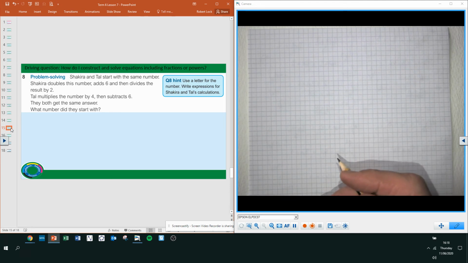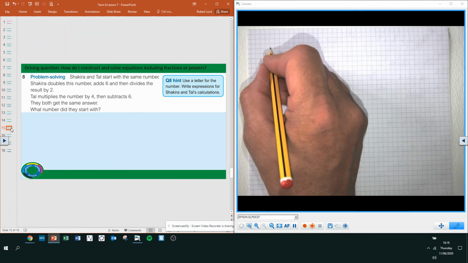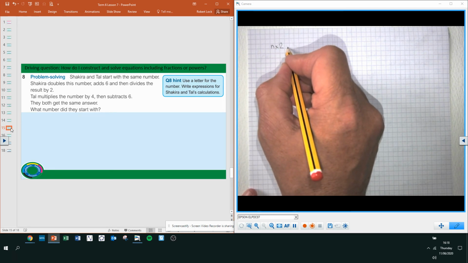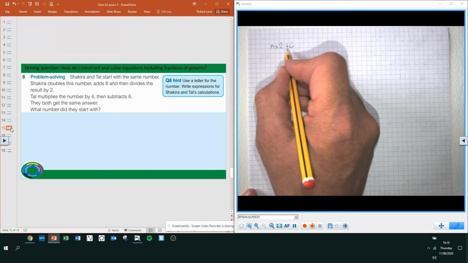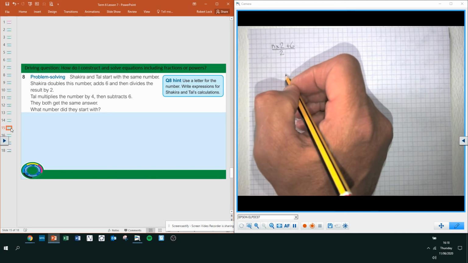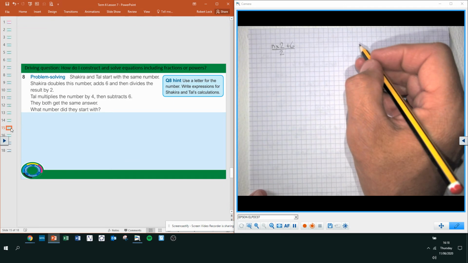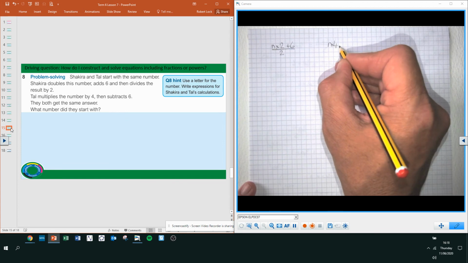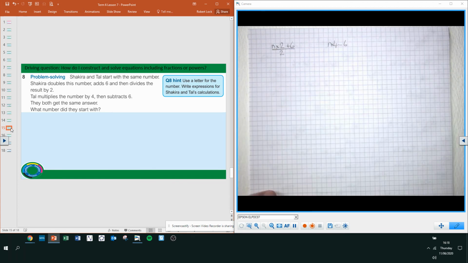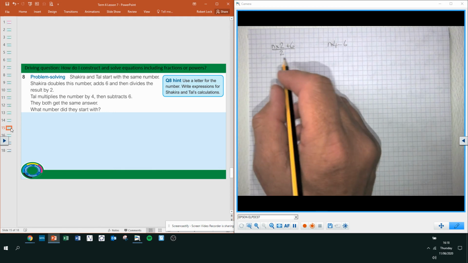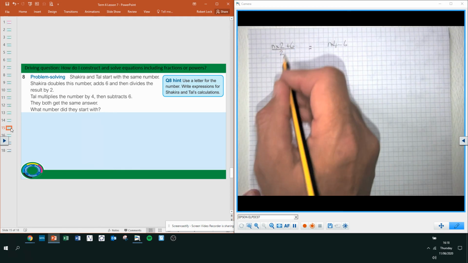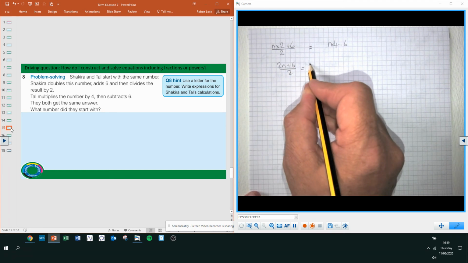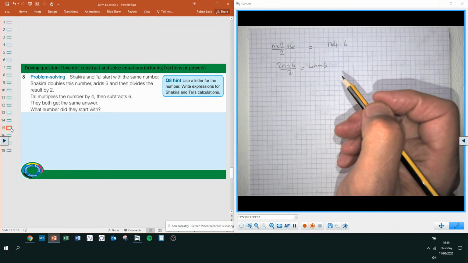Shakira takes a number and she doubles the number, times by 2 and adds 6 and divides the whole result by 2. Tal takes a number, multiplies it by 4 and then subtracts 6. So let's put this into an algebraic expression. Both equal the same. So 2n plus 6 divided by 2 is the same as 4n minus 6. That's what it says, isn't it?